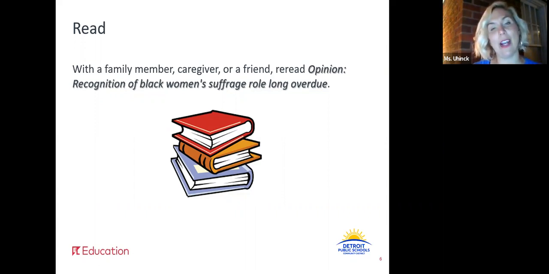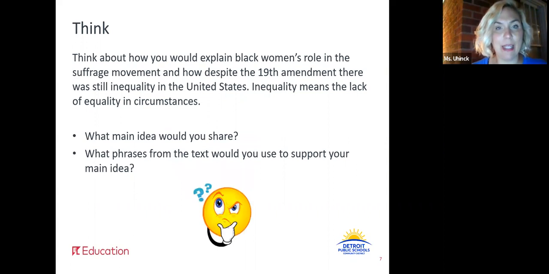All right, great. Now that we've reread, I want you to think about how you would explain Black women's role in the suffrage movement. And I want you also to think about how despite the 19th Amendment, there was still inequality in the United States. Remember, inequality means the lack of equality in circumstances.